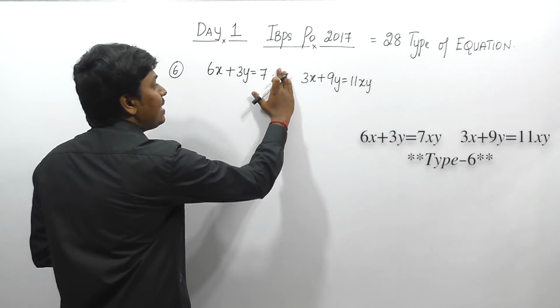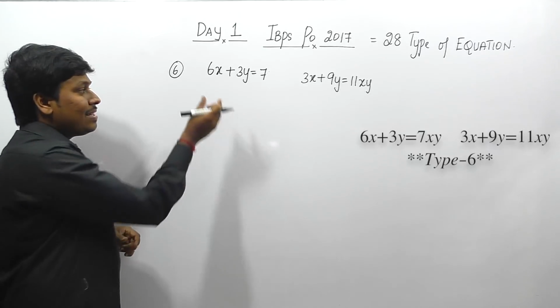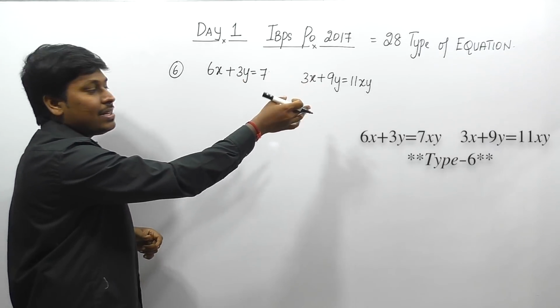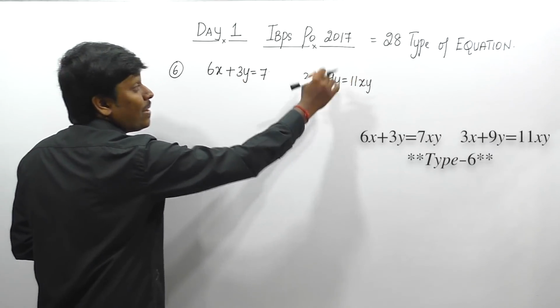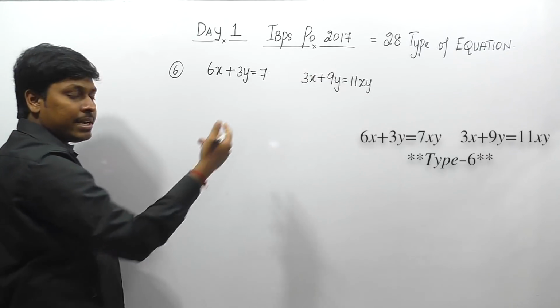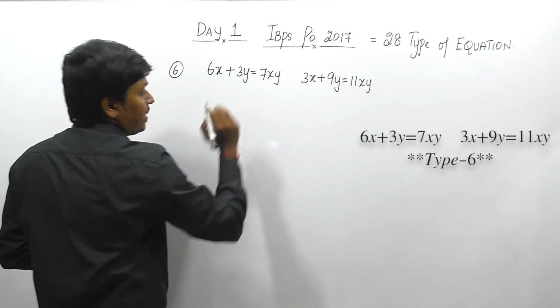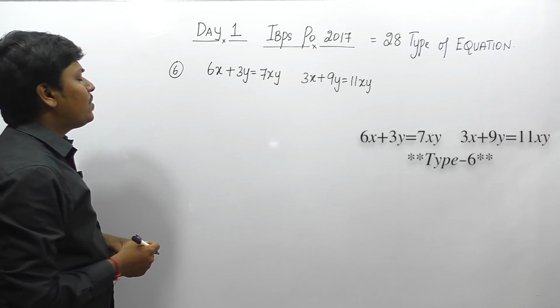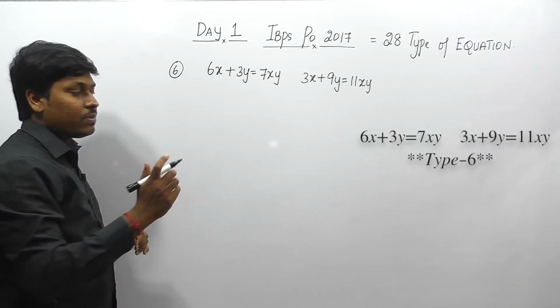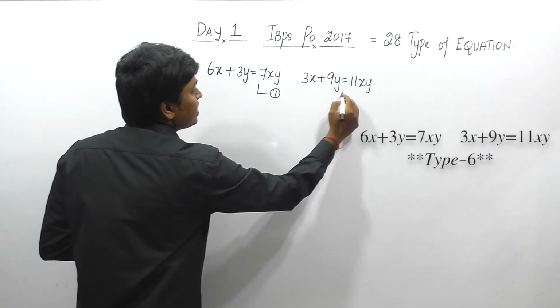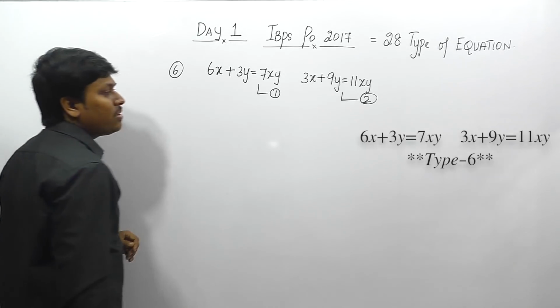One is where on the right hand side there is only a constant, right? 6x plus 3y is equal to 7. Similarly 3x plus 9y equal to 11. But this is the second type of simultaneous equation, because on the right hand side we are seeing xy, right? Okay, so friends, if you need to solve this equation, first of all you need to consider this as equation number 1, and this should be equation number 2.